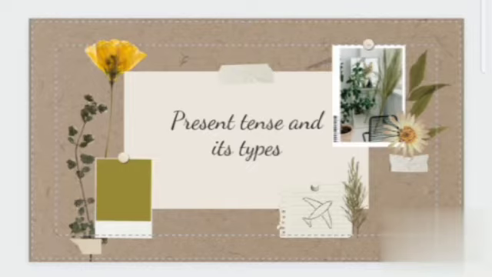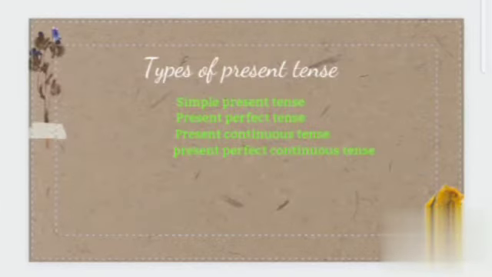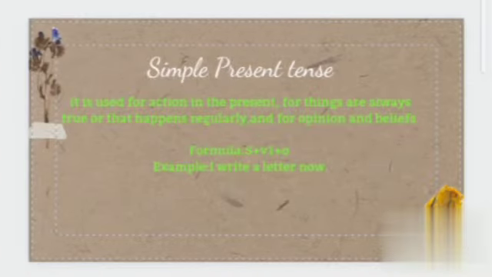Present tense and its types. Types of present tense: simple present tense, present perfect tense, present continuous tense, present perfect continuous tense. Simple present tense. It is used for actions in the present, for things that are always true or that happen regularly, and for opinions and beliefs. Formula: subject plus V1 plus object. Example, I write a letter now.